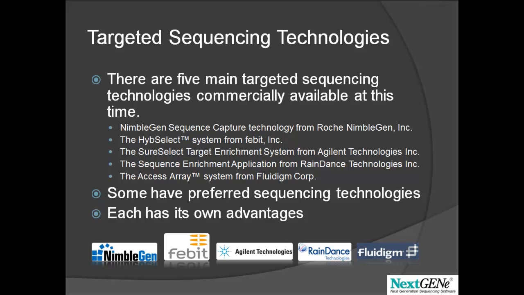Each capture system has its own advantages. It may require less sample DNA, it may be better for multiplexing to capture several samples at once, it might have a faster processing time, or might have a larger capacity.